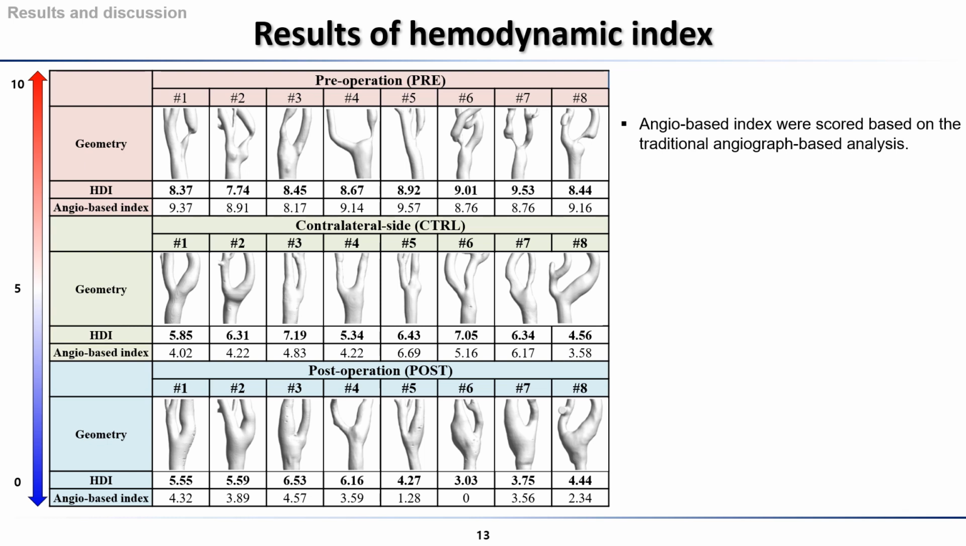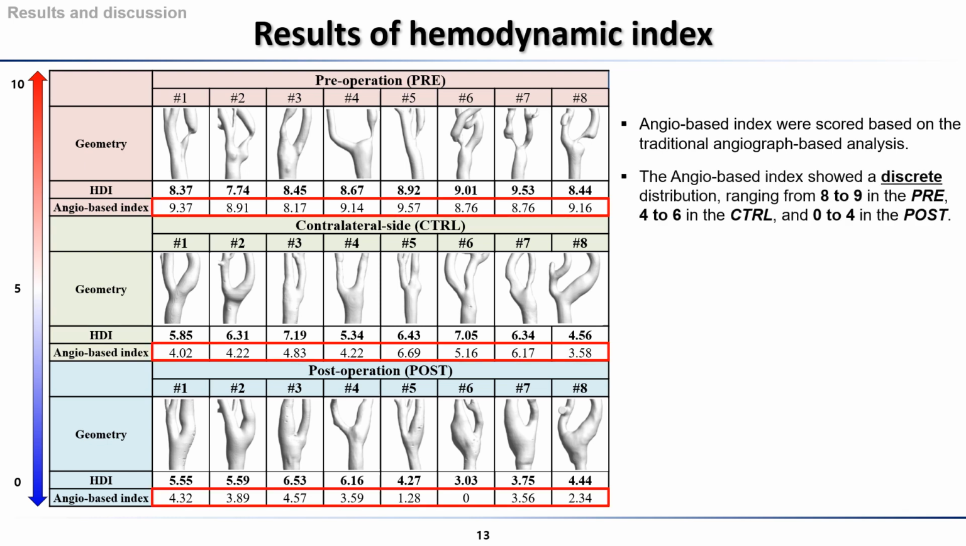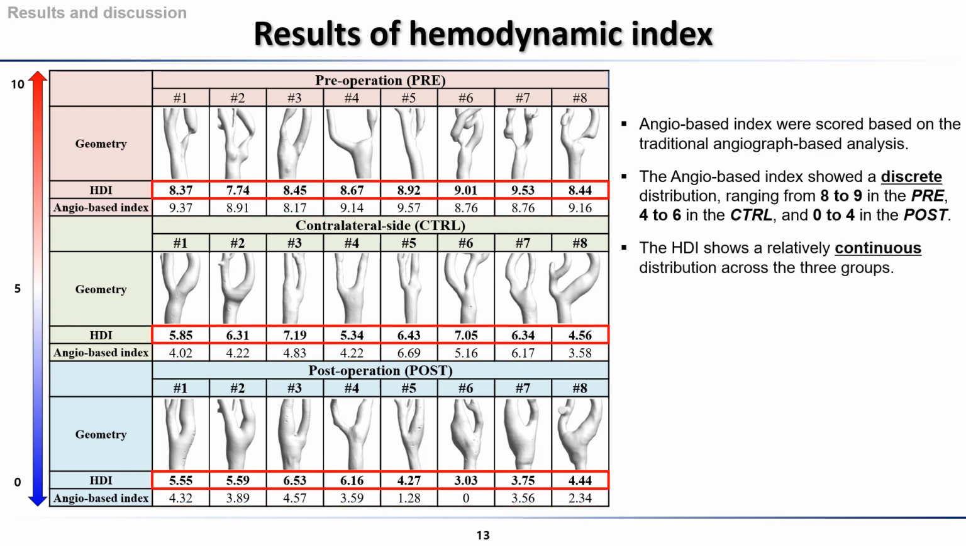To verify the validity of HDI, we defined the angio-based index using a traditional method, and we also compare and analyze this value with our HDI. You can see that the values of the angio-based index are discretely distributed for each group of pre, control, and forced cases. On the other hand, the HDI values for the three groups are continuously distributed compared to the angio-based index. This means that HDI allows more detailed analysis than the conventional method.